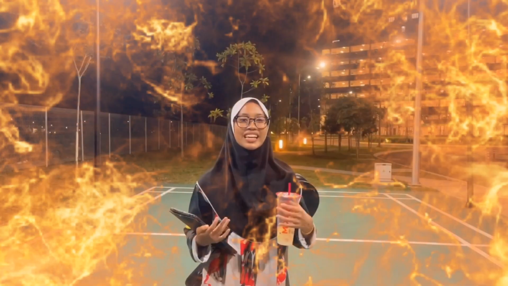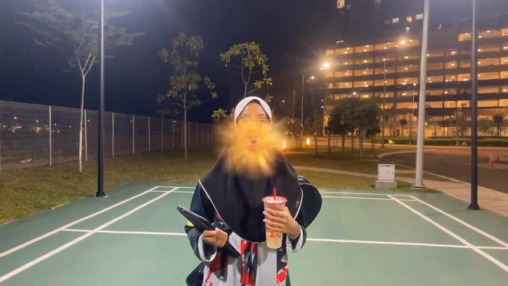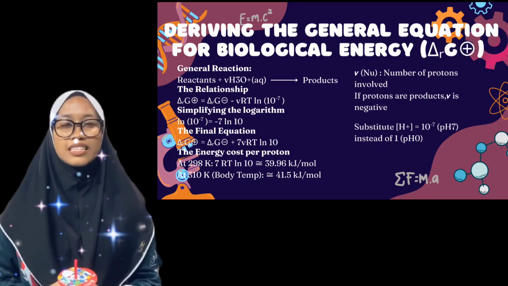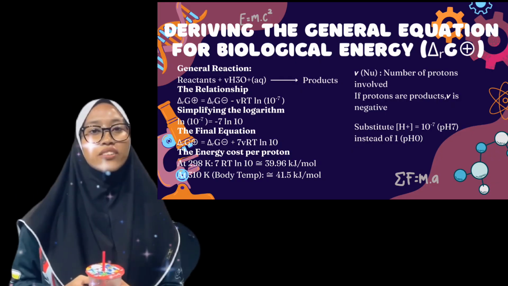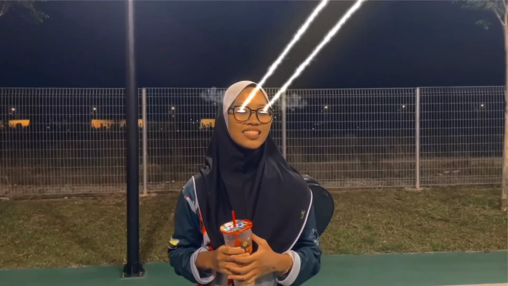Hello everyone. So my role is to derive the mathematical link between standard chemistry and biology. We start with a general reaction where nu represents the stoichiometric coefficient, the number of protons involved in the reaction. In chemistry, the standard state assumes a proton concentration of 1 molar. In biology, we operate at pH 7, or 10 to the power of -7 molar.